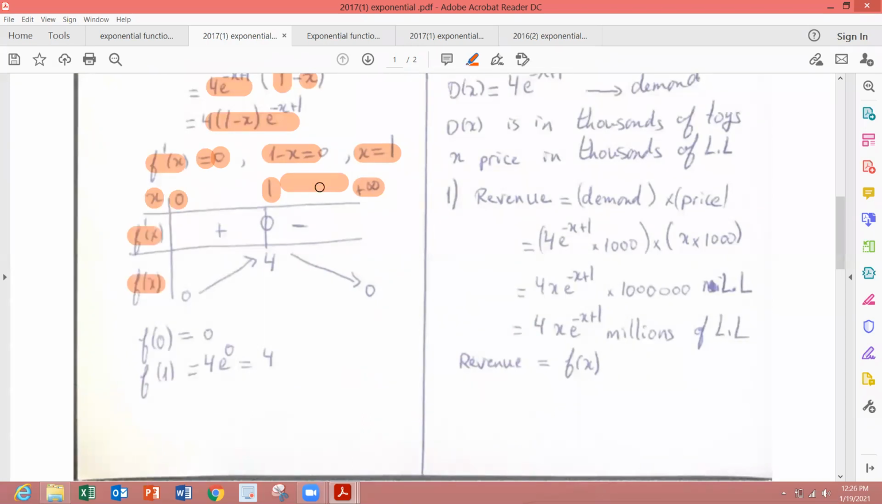Please, any questions about the table of variations? No. Did you write this? Yes.